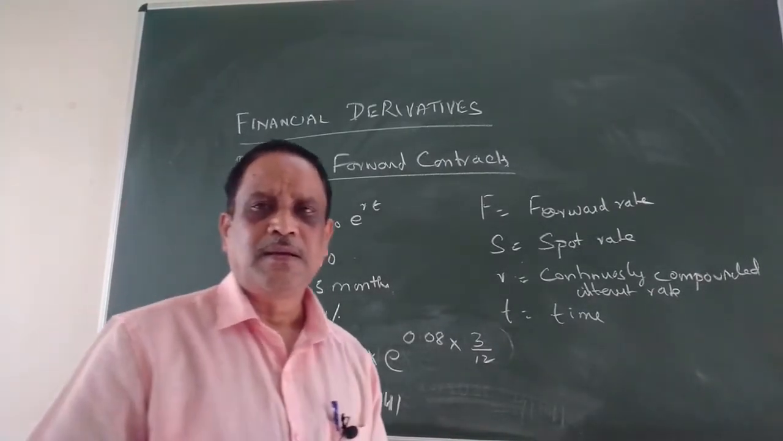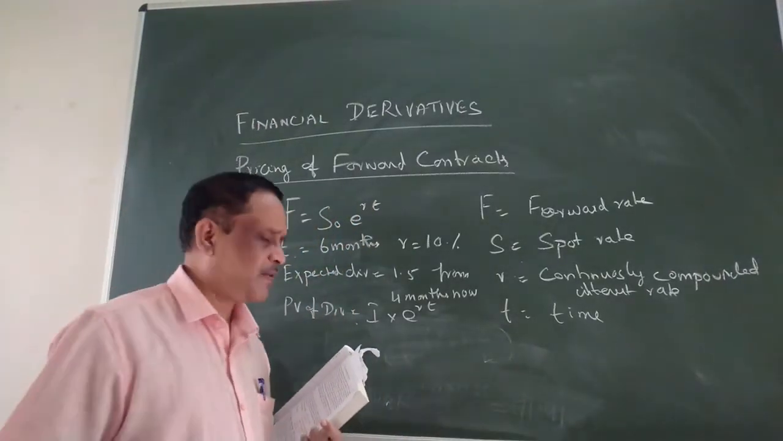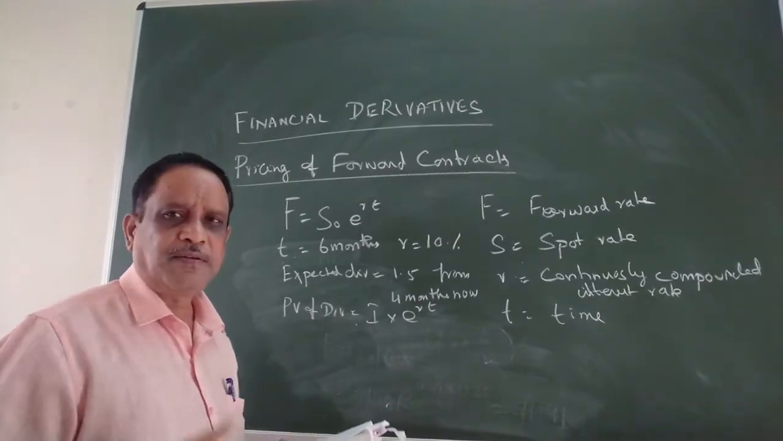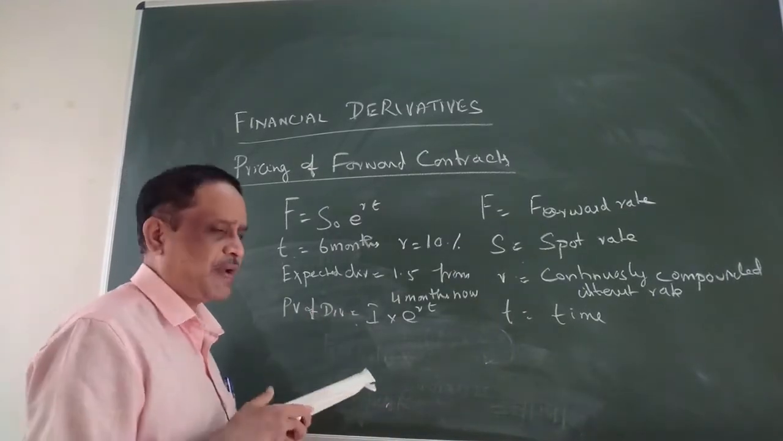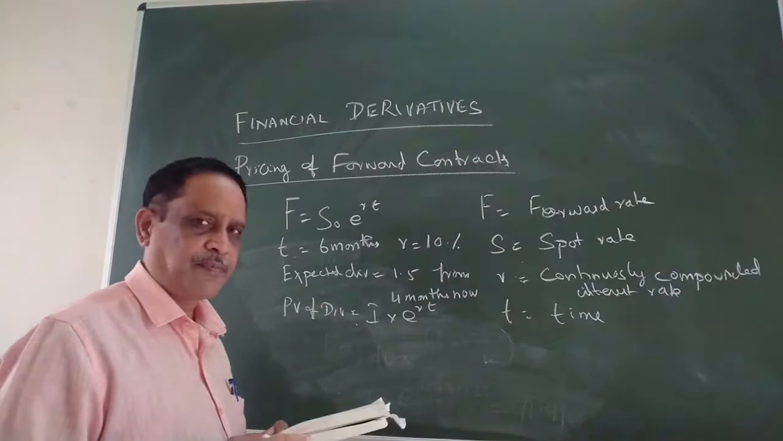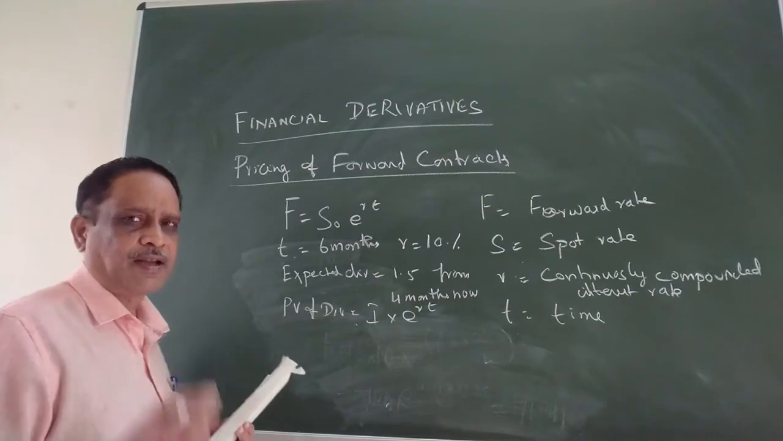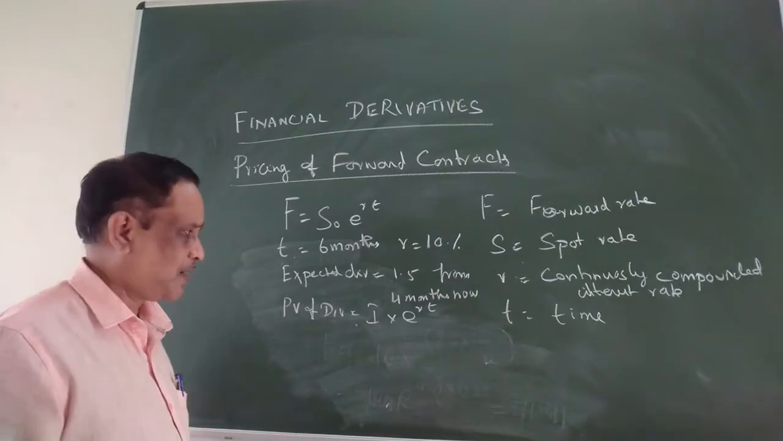Let us see the next problem. This is the second method, in which we are going to find the forward rate if a dividend is given. In this problem, it is given that after 4 months a dividend of 1.5 rupees per share will be paid. So the first step is to find the present value of the dividend, deduct it from the spot price, and calculate the forward rate.